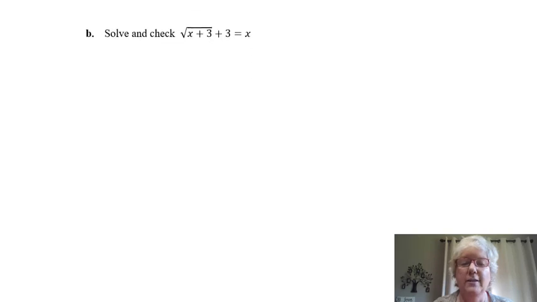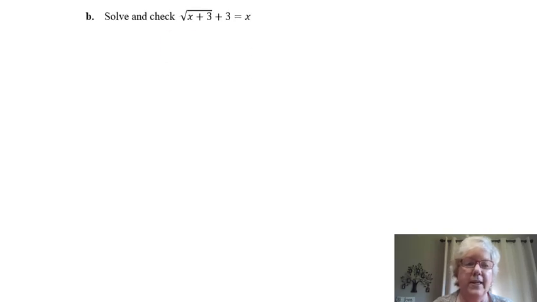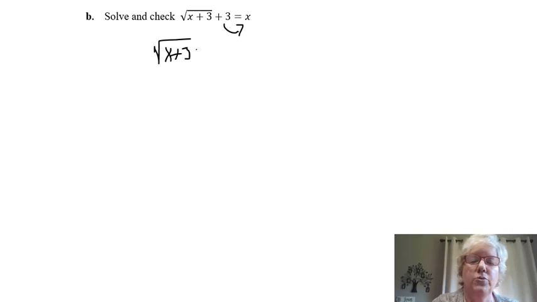Now let's go ahead and look at a second equation. Equation B. You'll notice in example B, the radical or the square root symbol is not by itself. So the first thing I need to do is move over that 3. So I will end up with square root of x plus 3 equals x minus 3. Remember, when I move that plus 3 over, it becomes a negative. Now I can square both sides.